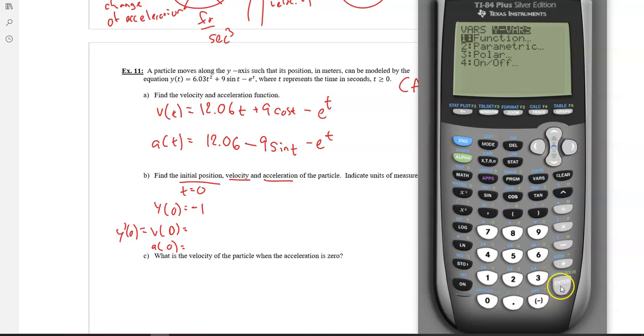So Y-Vars, function, y1. And then I want to evaluate it when x is 0. So I'm going to now take the derivative of that function that I typed into y1, my position, and evaluate it at 0. And there it is. So 8. It's a rounding error. It should be 8.